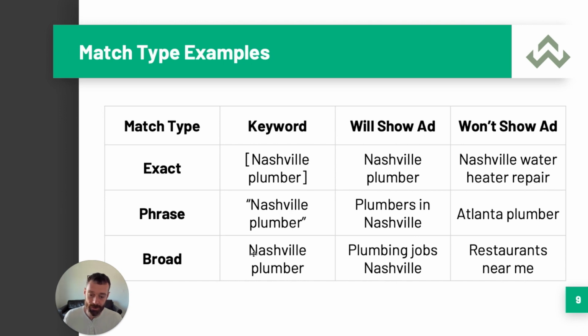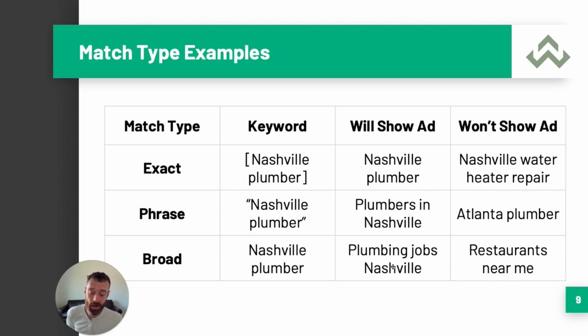So let's say you don't put any symbols in, you just type in Nashville plumber. Something that might trigger your ad is plumbing jobs Nashville. Now, this is clearly not something you were going after. Restaurants near me won't show your ad. But getting back to plumbing jobs Nashville, if you don't monitor your terms and you just use broad, this is probably going to be the majority of what you're spending your money on.